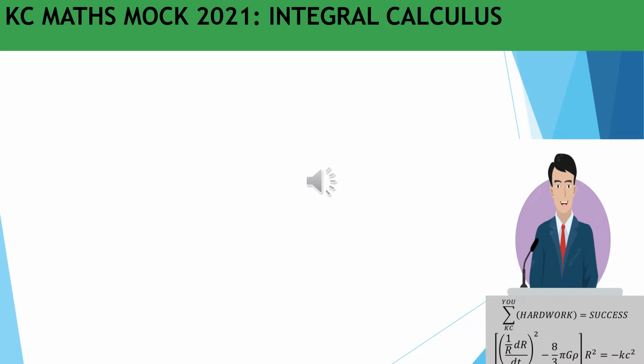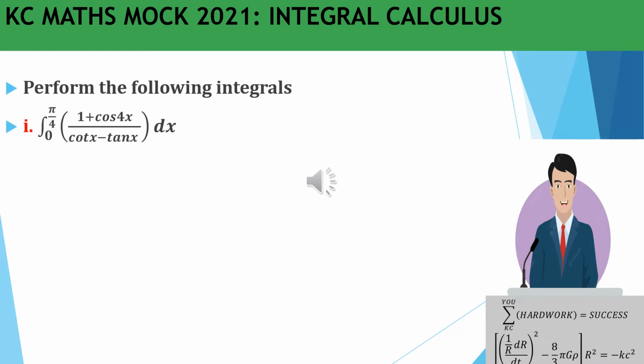Everyone, so today we are going to be looking at the KCSE Maths Mock 2021 Integral Calculus. It says perform the following integrals. Roman 1 says the integral from 0 to π/4 of (1 plus cos 4x) over (cot x minus tan x) dx. Roman 2 says the integral from 1 to e squared of x to the negative 1 ln x dx. Roman 3 says the integral from 0 to 4 of the absolute value of x minus 2 with respect to x.